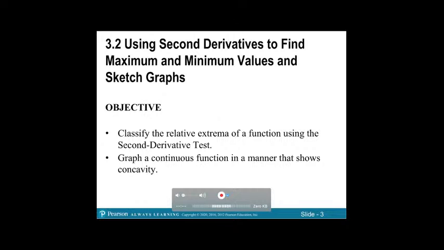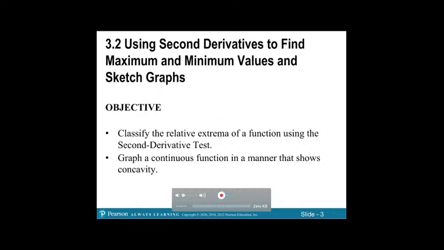Once we had our critical values, we would look at the first derivative on either side of a critical value. If the derivative goes from positive to negative, that means the function goes from increasing to decreasing, so we have a local max. And if the derivative goes from negative to positive on either side of a critical value, that means we have a local min. So that was using the first derivative. Now let's look at the application of the second derivative.